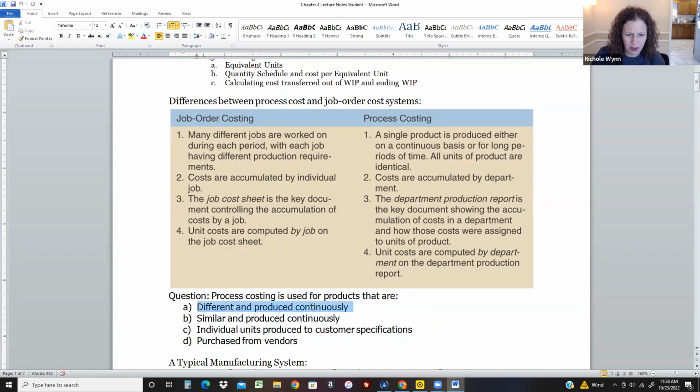So different and produced continuously isn't quite right because we're going to make a bunch of stuff that all looks the same. So it looks like similar and produced continuously will be the answer. So individual units produced to customer specifications, that's what we did in a job order system. And purchased from vendors is not a manufacturer. That's a merchandising business.